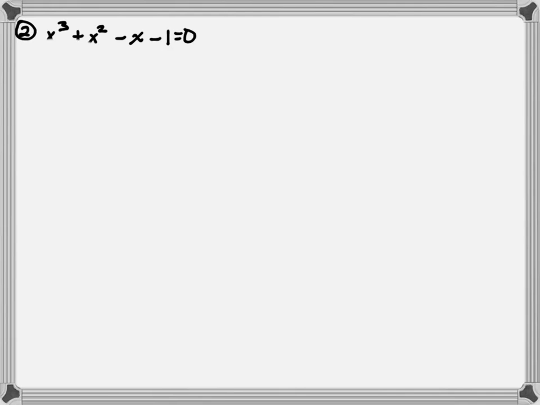So, step 1, identify your positives and negatives. And our problem here for number 2 is x cubed plus x squared minus x minus 1 equals 0. I'm underlining in orange all my negatives and in blue all my positives. And then counting your changes.